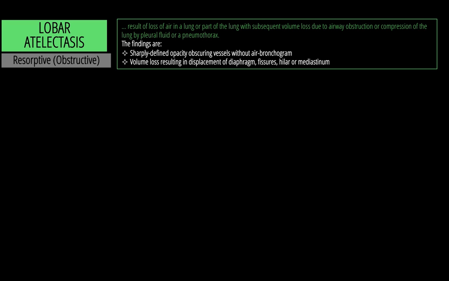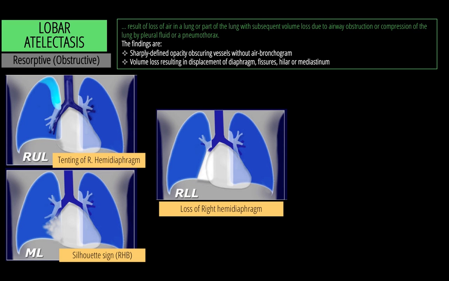So there are a variety of different types of atelectasis, the most common being lobar atelectasis. The main findings of atelectasis are going to be sharply defined opacity obscuring vessels without an air bronchogram. In addition, you'll commonly see volume loss resulting in the displacement of the diaphragm, fissures, hilar, or mediastinum. So again, looking for the silhouette sign. The appearance of lobar collapse or lobar atelectasis is going to vary depending on the lobe that is involved and will be discussed separately in this lecture.